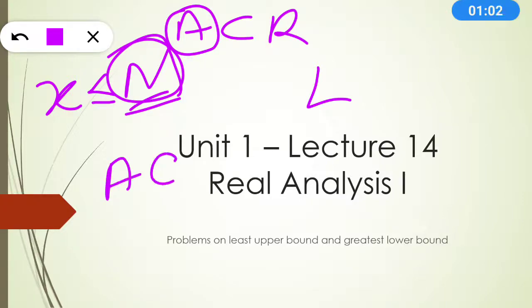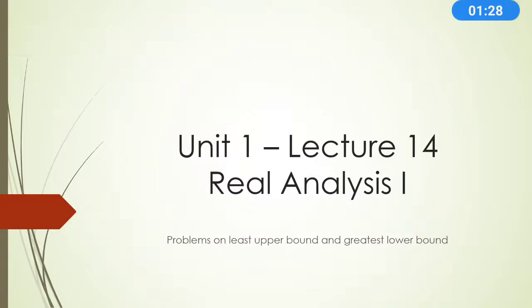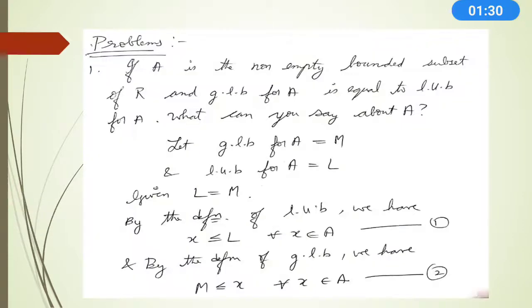We say A contained in R is bounded below if all the elements are greater than or equal to m. There will be infinitely many lower bounds. M is also a lower bound, and we take the greatest of all the lower bounds to be small l. These definitions we have seen in the previous lectures. Just keep this in mind, and we'll see all the problems.